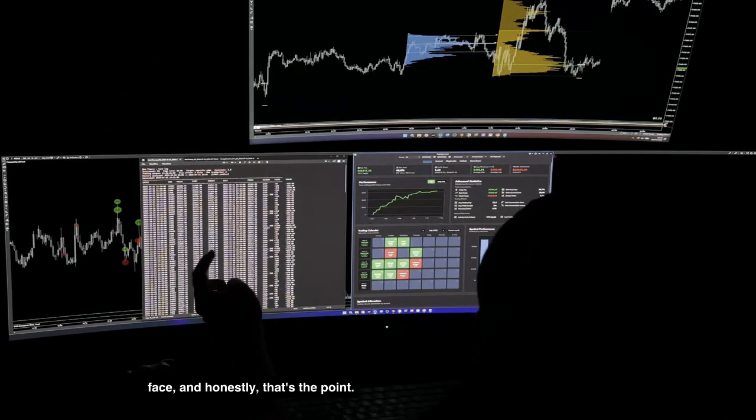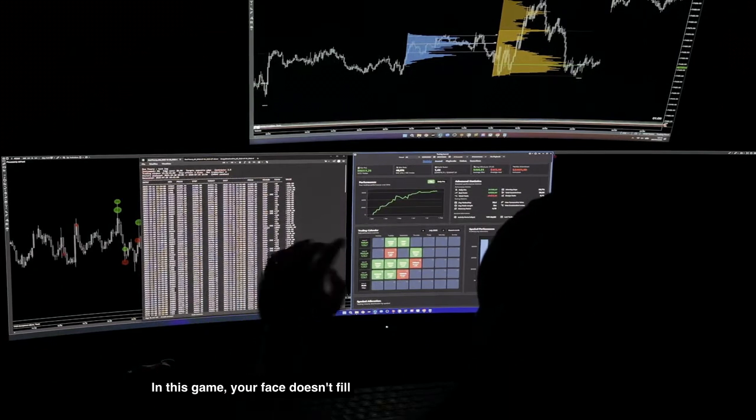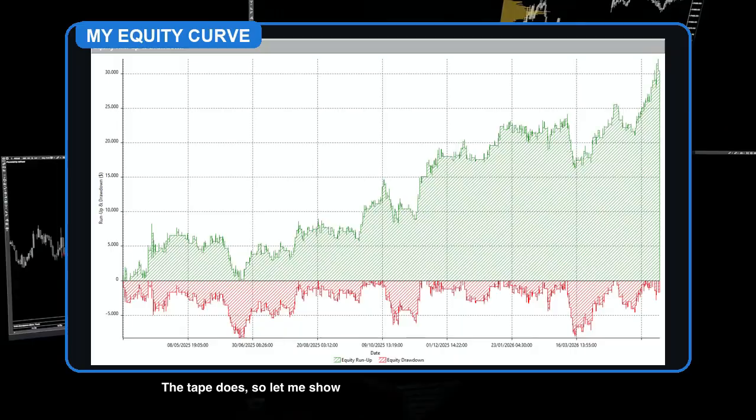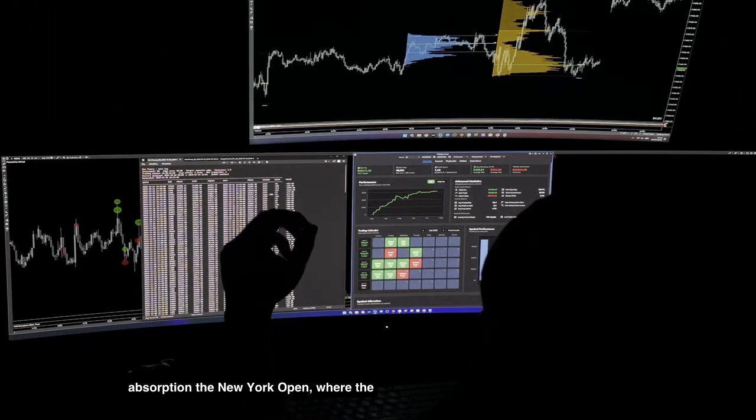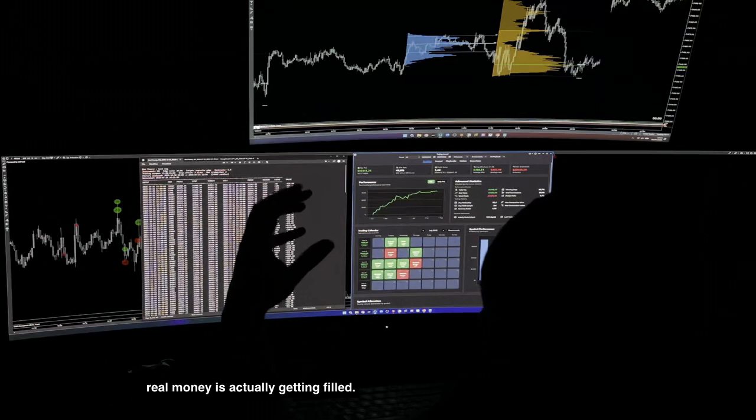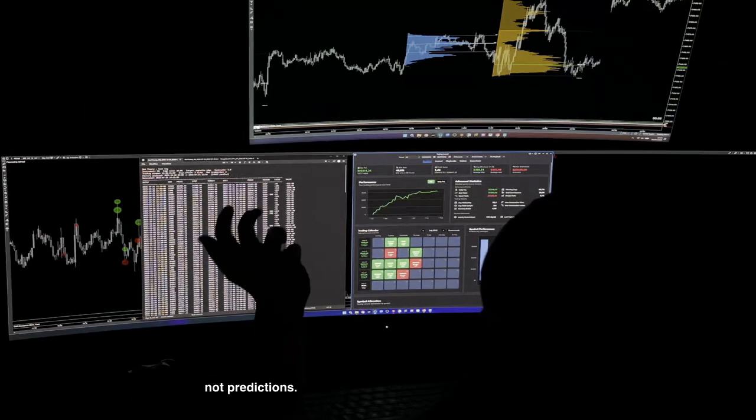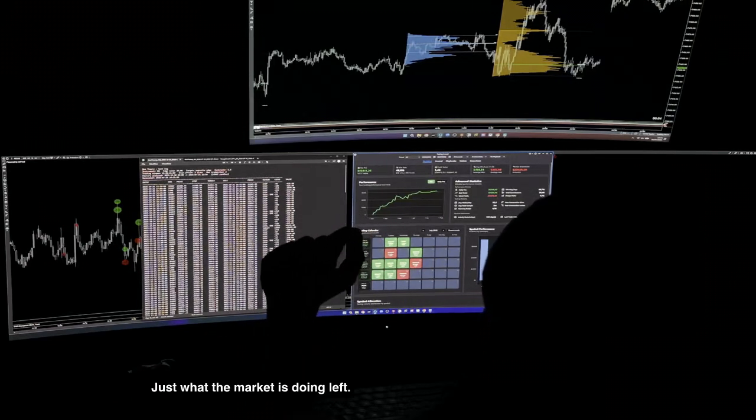I'm not going to show you my face, and honestly, that's the point. In this game, your face doesn't fill a single account. The tape does, so let me show you the tape instead. I've been trading order flow on the S&P 500 futures for years, reading absorption, the New York Open, where the real money is actually getting filled. Not indicators, not predictions, just what the market is doing live.